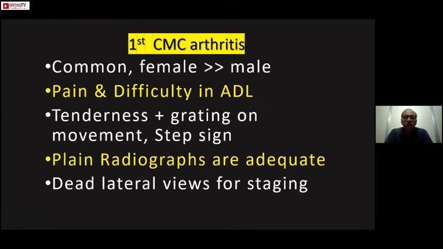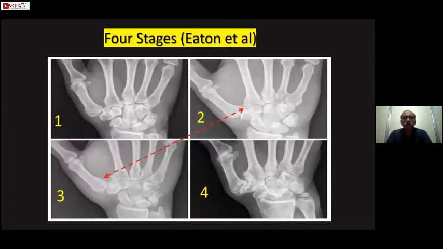Clinically, there is tenderness and grating on movements, and we have always been taught the step sign of Forestier as a clinical guideline for the diagnosis. Plain radiographs are generally adequate, and we use true lateral views for the staging of the disease. Generally, four stages have been described by Eaton.